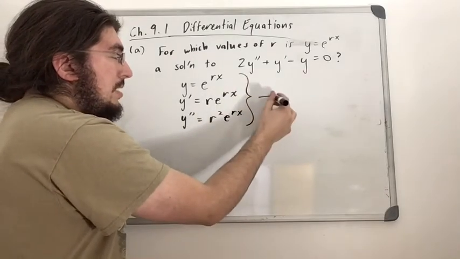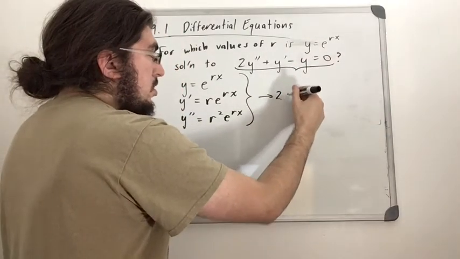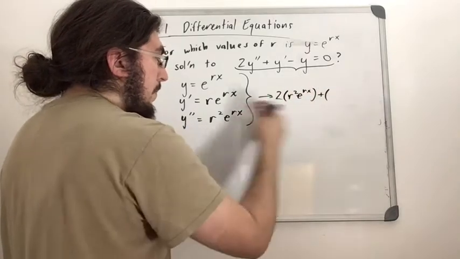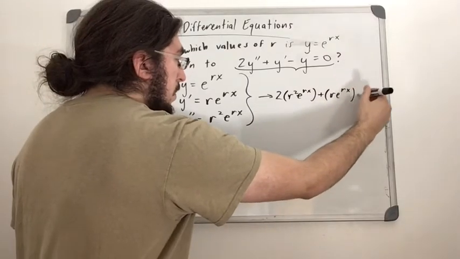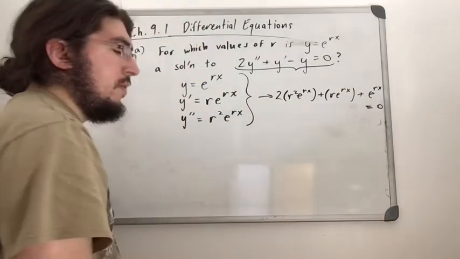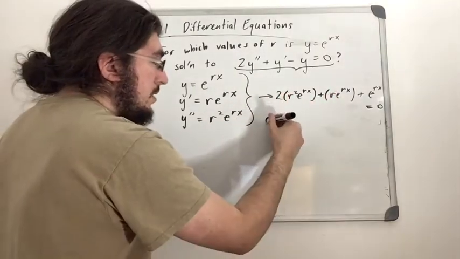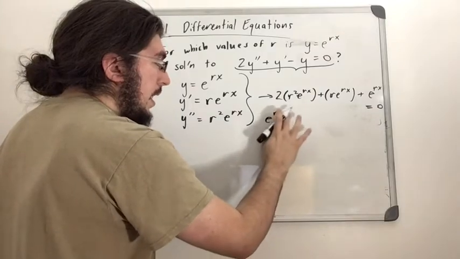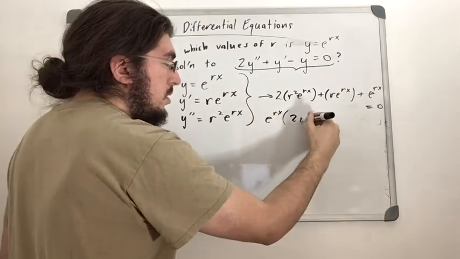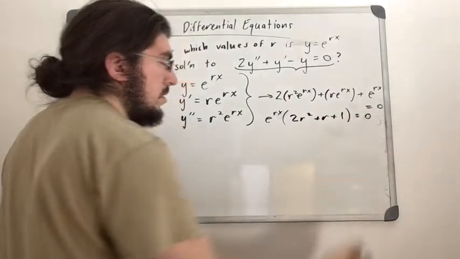So plugging these three into this differential equation, we get the following. We get 2 times y double prime, which is r squared e to the rx, plus y prime, which is just r e to the rx, minus y, which is e to the rx, and I ran out of space, but we want this to be equal to 0. The first thing I notice is that they all have e to the rx in common, so we can factor that out. So e to the rx outside of what's left over, and what's left over should be 2r squared plus r plus 1, I guess, equals 0.